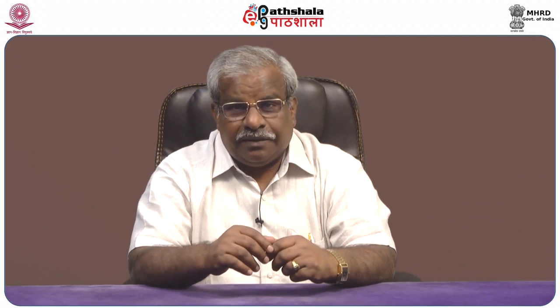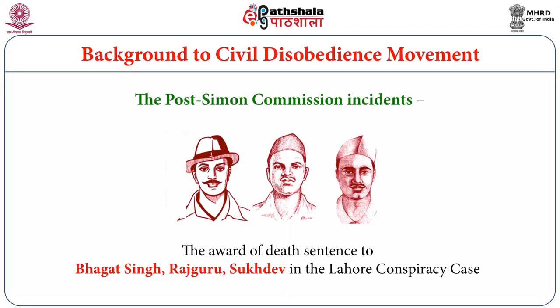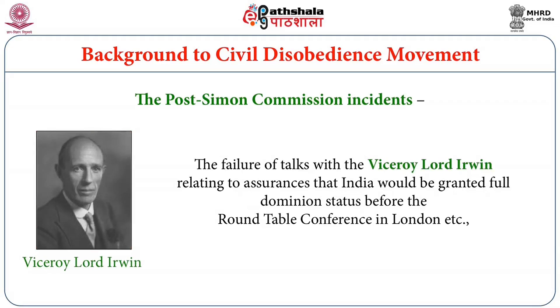Thus, when the Simon Commission was appointed and visited India, there was a large-scale protest. Even after the return of the Simon Commission, the government continued similar measures to suppress the protesters and punish the persons involved in the protests. Particularly, the post-Simon Commission incidents include the award of the death sentence to Bhagat Singh, Rajguru and Sukhdev in the Lahore conspiracy case. Jatindranath Das's martyrdom after a 64-day hunger strike in jail for reforms is also one. Another was the failure of talks with Viceroy Lord Irwin relating to the assurance that India would be granted full dominion status before the Round Table Conference in London.